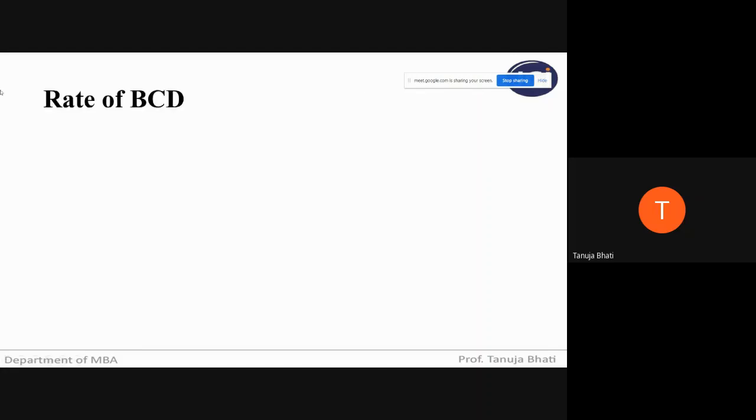Next, rate of BCD. As I already told you, rates are mentioned under the First Schedule of the Tariff Act, 1975. We've seen that there is a Customs Act and there is a Tariff Act. Now, the Tariff Act will tell you about the rates. See, students, rates keep on changing. Sometimes it can be 10%, 14%, it can be 5%, 12%.